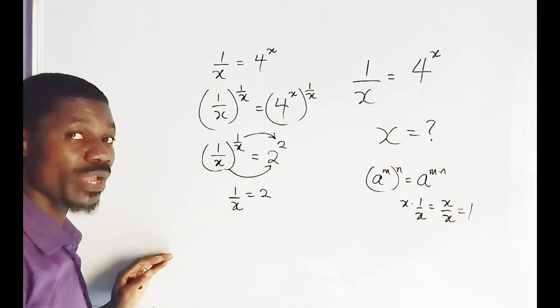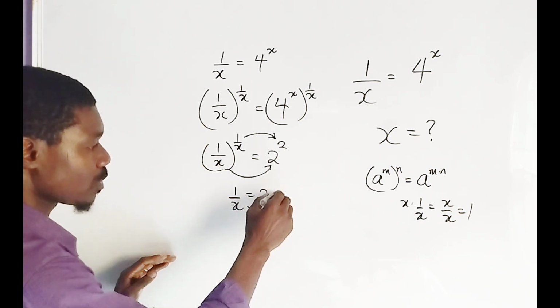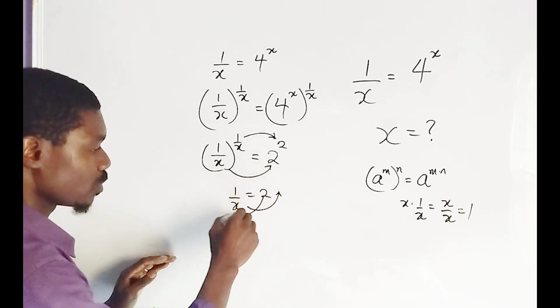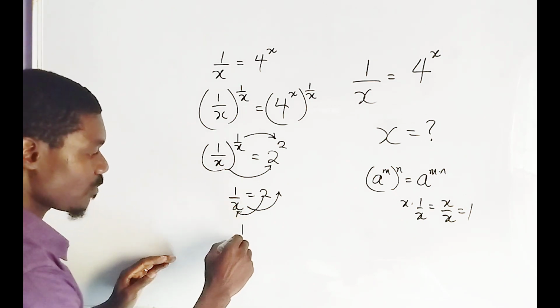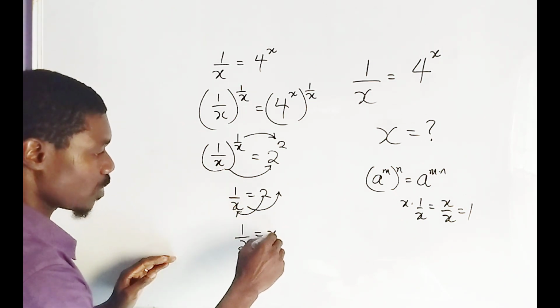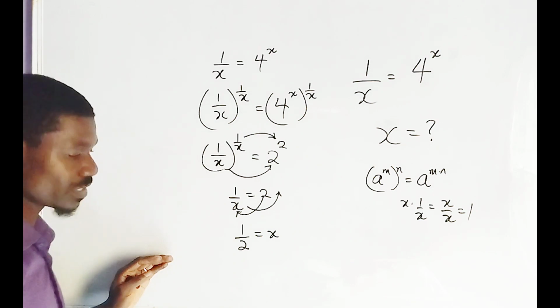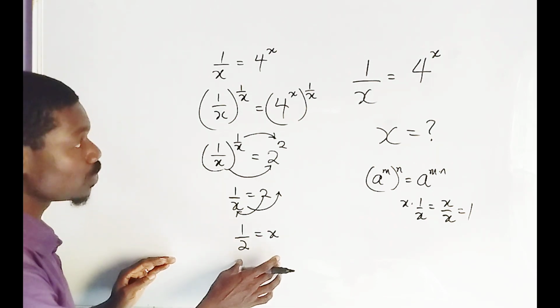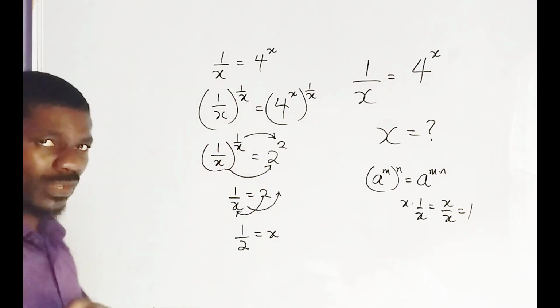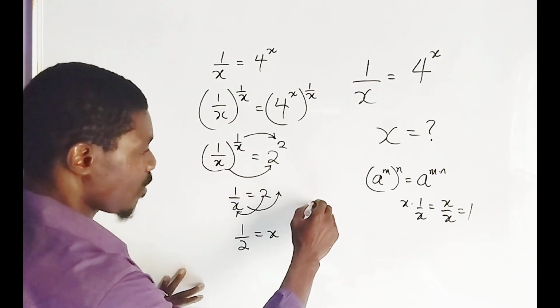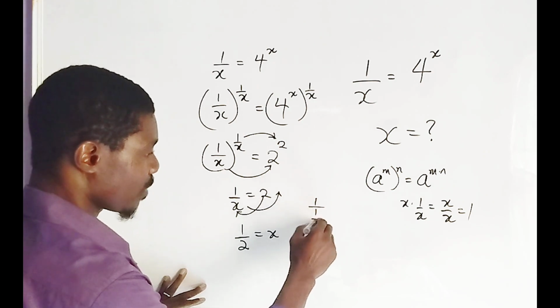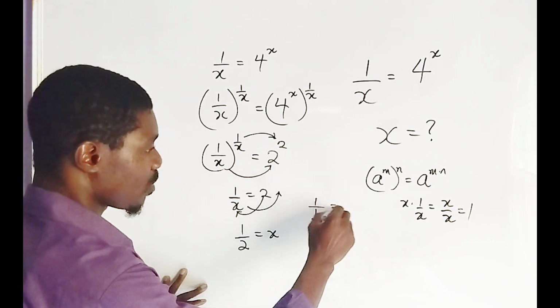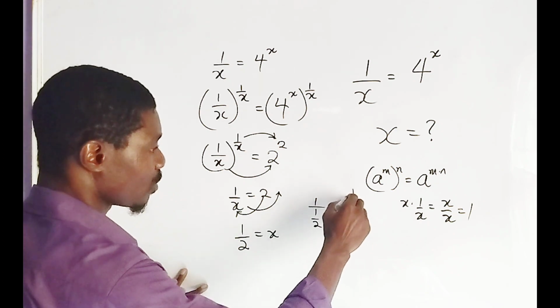So at this point, what do we do? Let's just cross multiply. By cross multiplying, our x comes over here, while our 2 comes here. So we end up having 1/2 equals what? x. Alright, and this is the solution to the question. Let us see if it is true. So here you have 1/2, then equals 4 raised to the power of 1 over what?